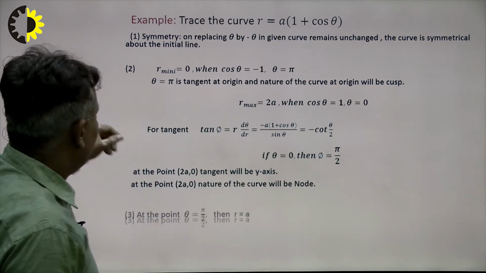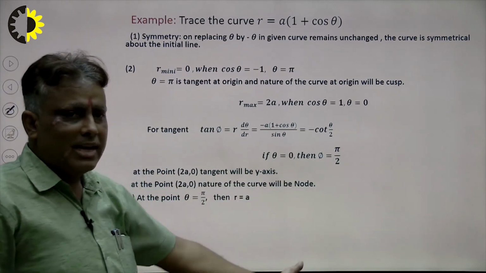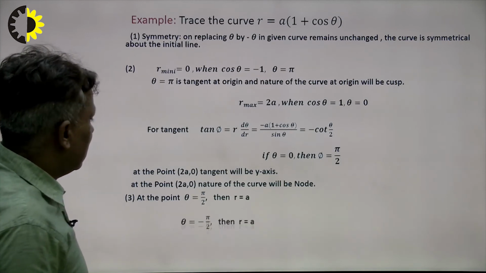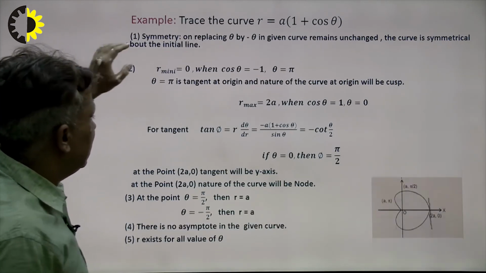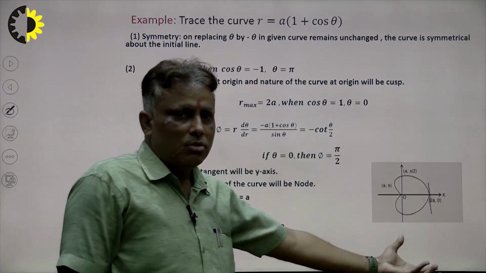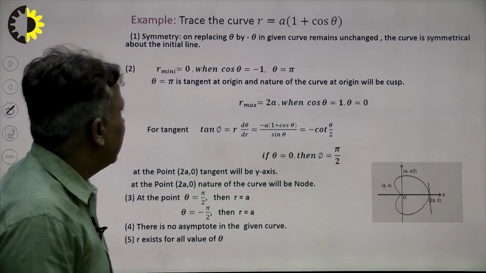So at the point (2a, 0), the tangent will be the y-axis. So I calculated it an easier way, right? So what will be the figure here? So the figure will be here, right? I write here each and every statement which I explained here. So the diagram will be this. So in this way we can draw the diagram.